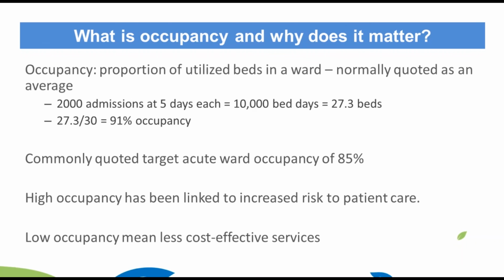So 2,000 admissions at 5 days each, 10,000 bed days is 27.3 beds, divided by 30 is 91% occupancy. And a commonly quoted target on acute ward occupancy is 85%, and that comes from Erlang's queuing theory, but he didn't quite say an occupancy should be 85%. But it's kind of been adopted as the occupancy level we should all aspire to if we want to get patients through the system. However, that is not always the case, because occupancy is very much related to the wait time that you would have.